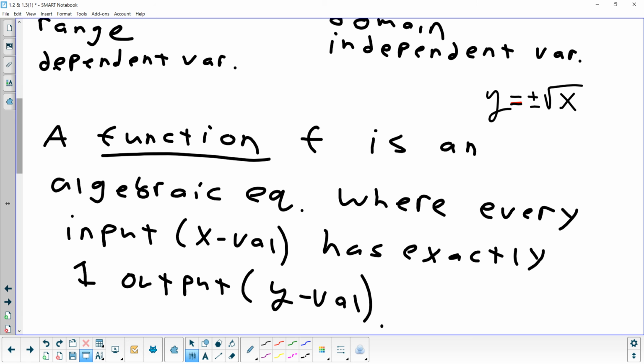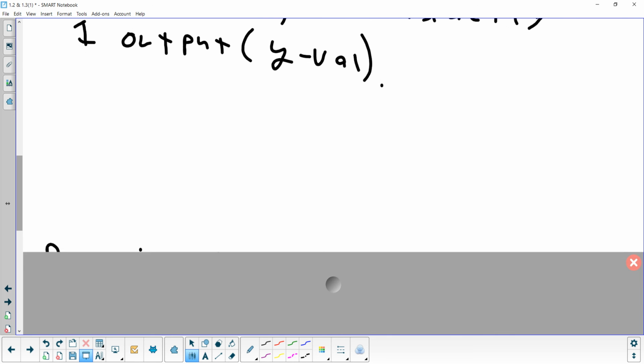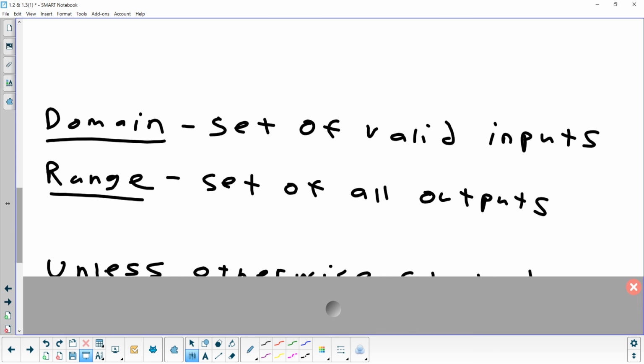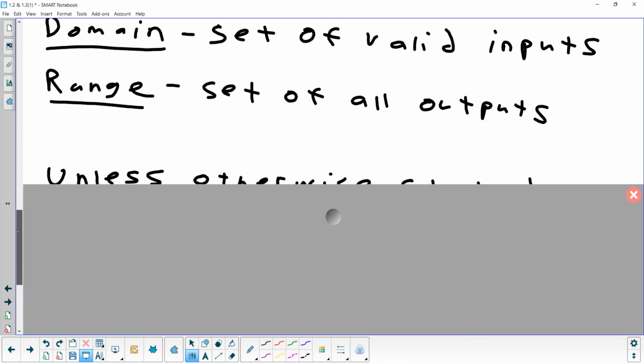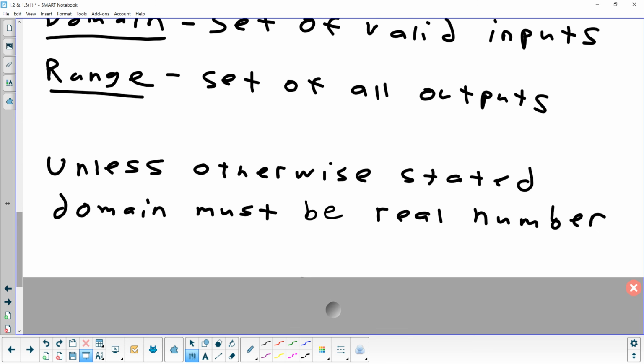So a function is where every x value has exactly one y value when you plug it in and get the answer. I kind of already said that. So domain is what you're allowed to plug in. Range is the answer that you get back when you plug something in. I said that as well. We're sticking with real numbers. We'll do imaginary numbers, I think, in chapter 2. But for now, stick with reals.